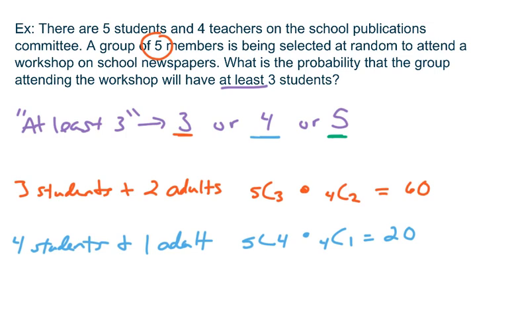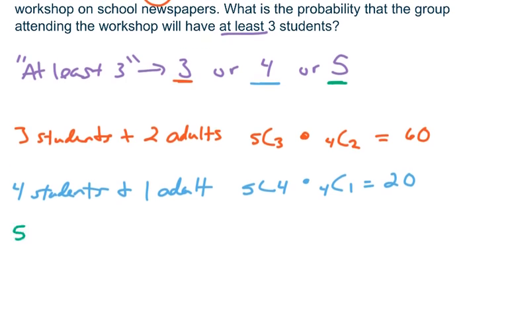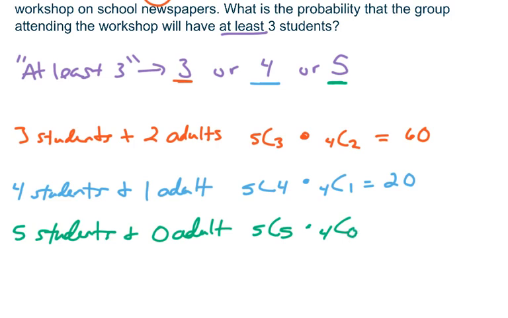And the last one we need to do is 5. So if we take 5 students and 0 adults, we're going to have 5C5 because we're taking all 5 students, times 4C0 because we got 4 adults and we're choosing none of them. The number of ways that this can happen is 1 because you're taking all of the students and none of the adults. There's only one way to do that. So these are going to be key pieces of information.